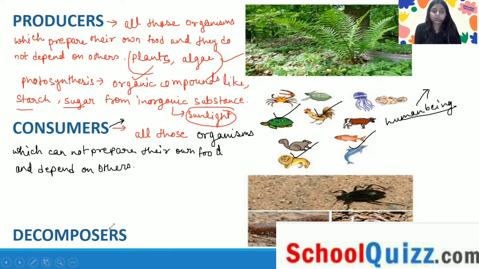So what are decomposers then? We have seen until here what producers are and what consumers are. Let me ask you a question: if you see a dead animal on the ground, after some time its body vanishes. How does this happen? This is happening because of the decomposers. Why? Because they feed on dead material, dead substances.